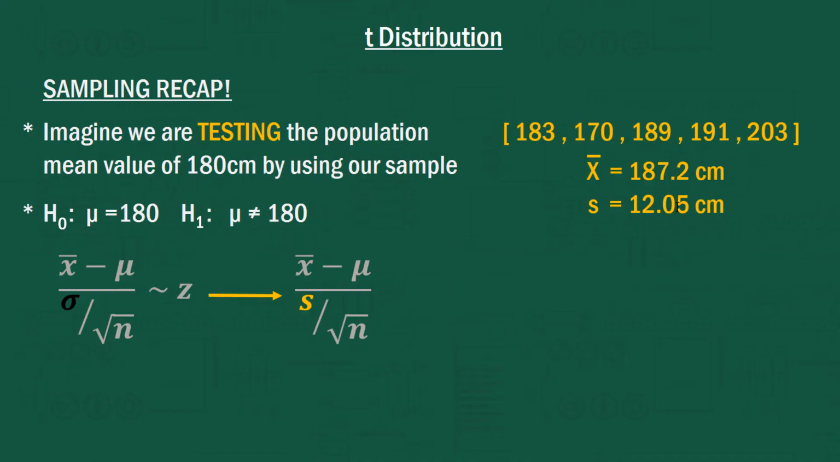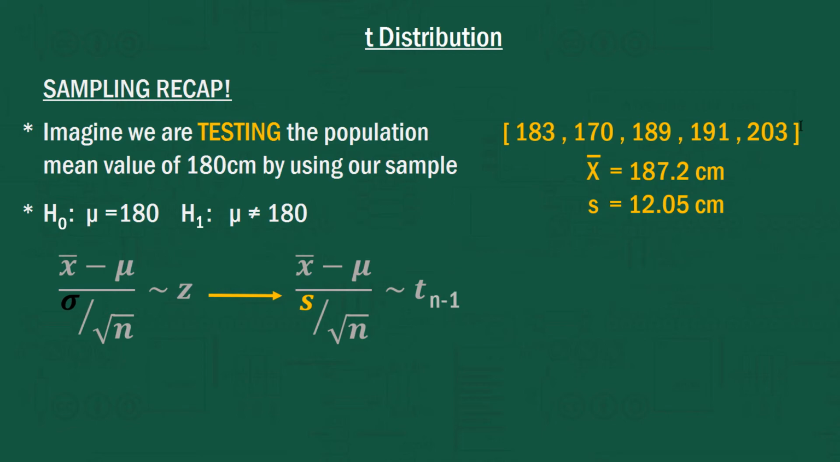So instead of getting 12.05, maybe with another sample we might get 8.6 or something, right? So there's an extra degree of uncertainty in this estimate of the standard deviation, which means that the distribution of that whole statistic must get a little bit wider to accommodate that extra uncertainty. And it's the t-distribution that provides that extra width, so to speak, over the normal distribution.